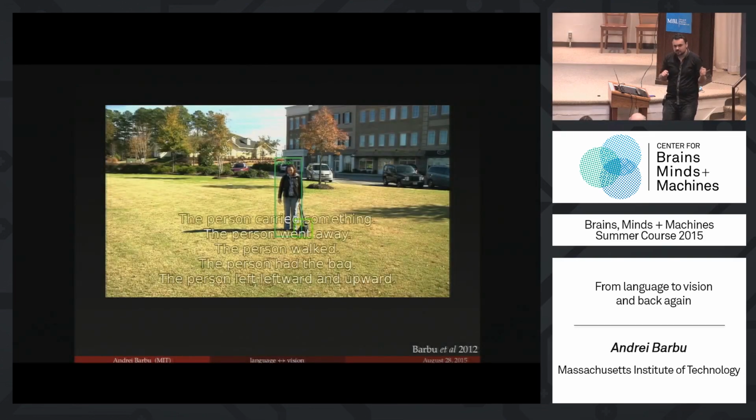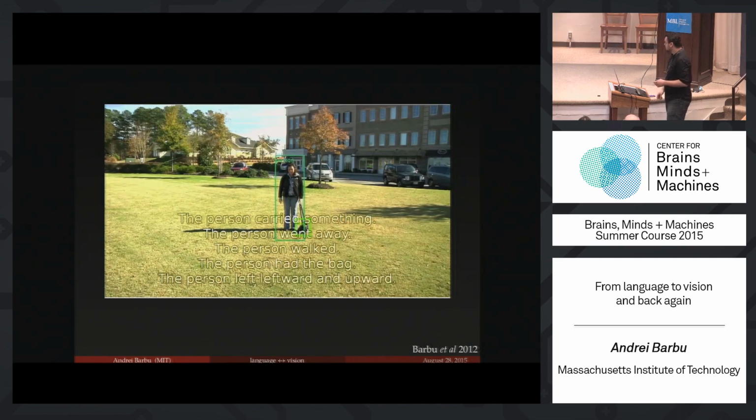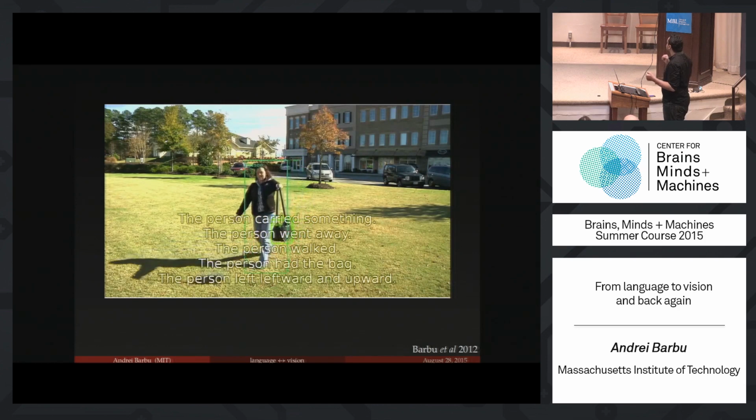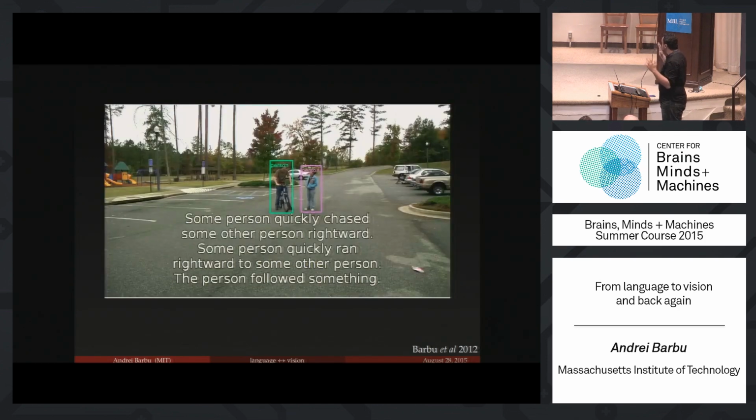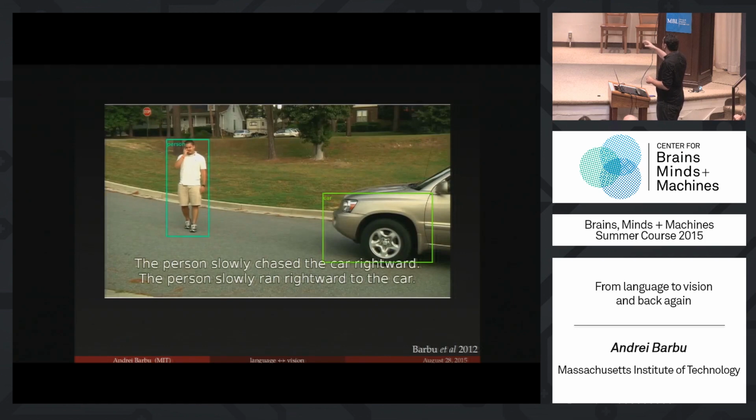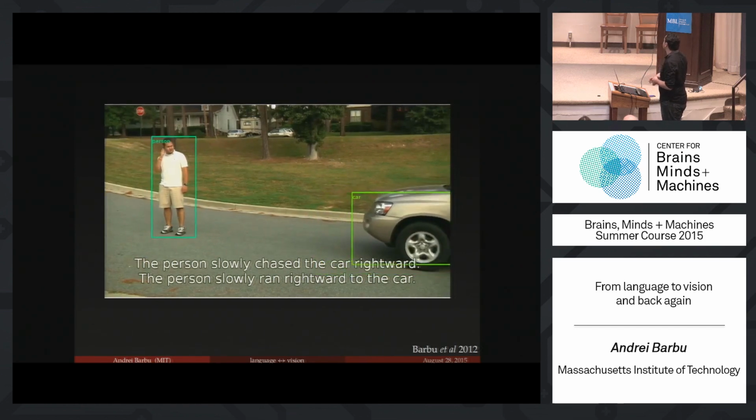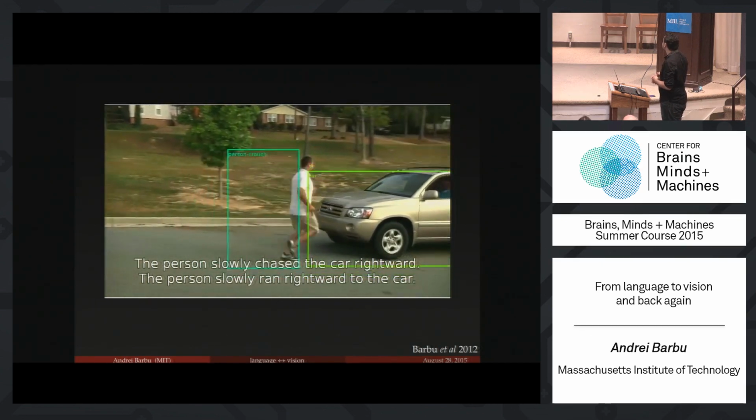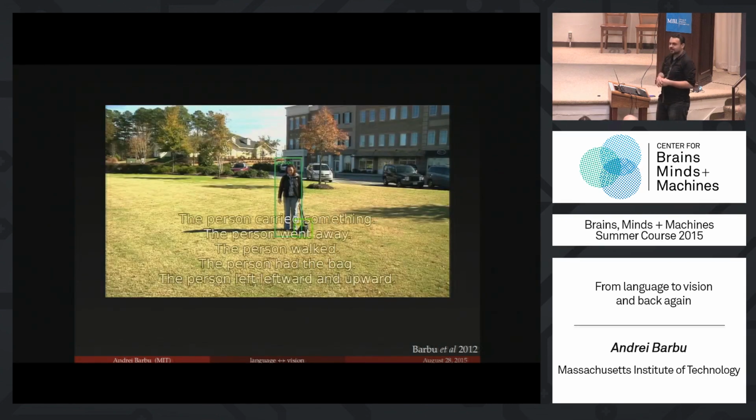So here's an example of this sort of feed-forward pipeline in action. We ran it over a few thousand videos. It produces output like the person carried something, the person went away, the person walked, the person had the bag. It's pretty limited in its vocabulary. It has 48 verbs, about 30 different objects, a few different prepositions. And it even works when the camera moves. So the person chased the car rightward, the person slowly ran rightward to the car. And we should also probably say the person had a really bad day. But that's for the future.